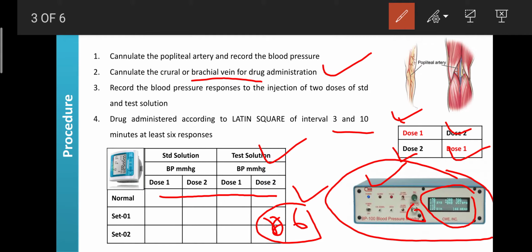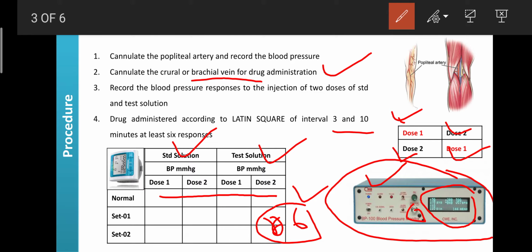You can use the chickens and monitor the blood pressure. The test solution responses are compared with the standard. Then after 6 responses, you can change the animal and take another animal, and according to the Latin square monitor the blood pressure. At the end of the experiment, you calculate the percentage decrease in blood pressure with the test solution compared with the standard.